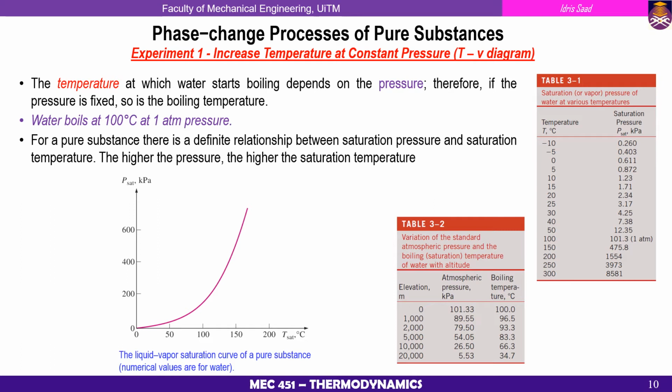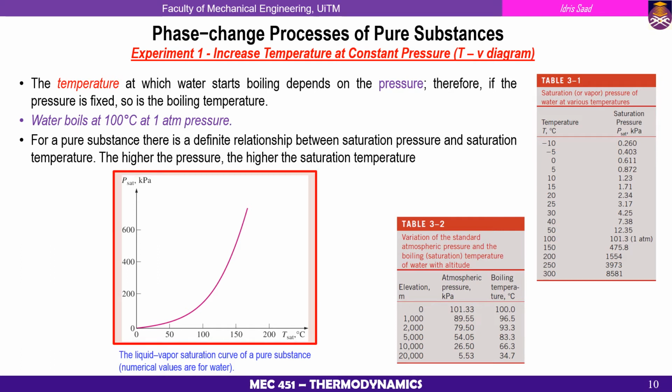Based on that table, scientists also plot the property diagram of the pressure in the unit of kPa and temperature in the unit of degrees Celsius, as shown here. As you can see on this PT diagram, the curve is almost parabolic. Based on this PT diagram, we can easily know the boiling temperature of water for any given pressure, and vice versa. That is the relationship between the pressure and temperature for the boiling process.